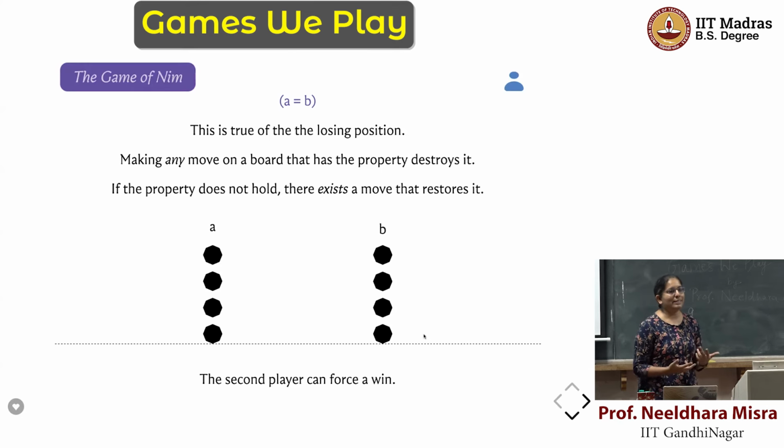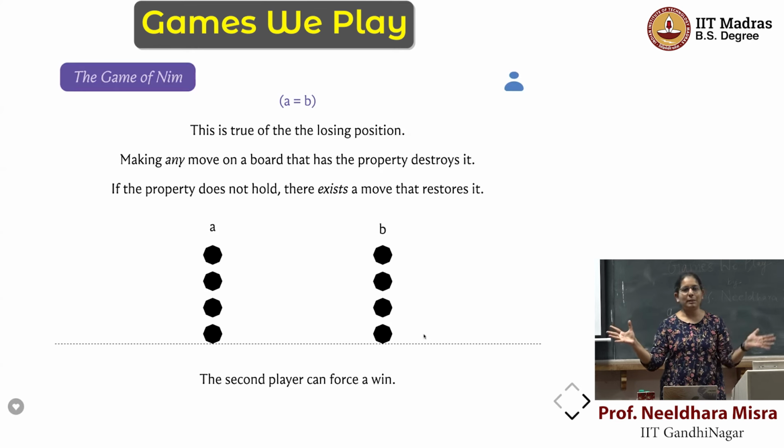So the point is that if you start with this property, the first player, no matter what they do, will lose the property. The second player will restore the property, and you keep going. And at some point, the first player is going to lose. Right? Does that make sense?